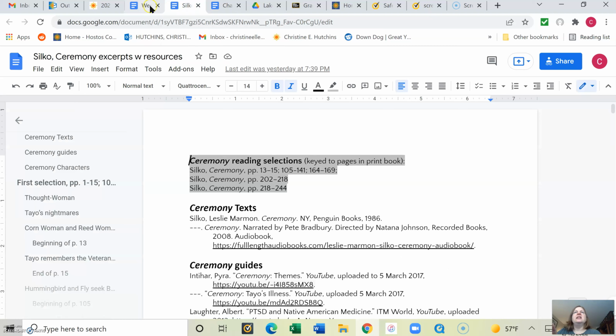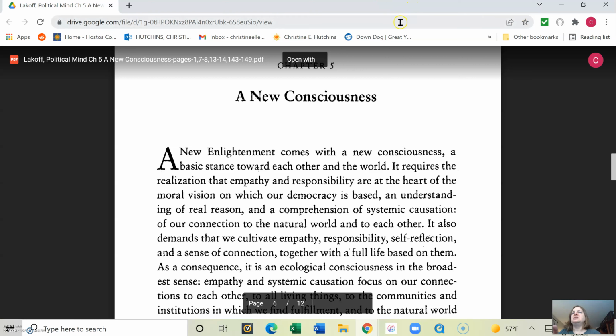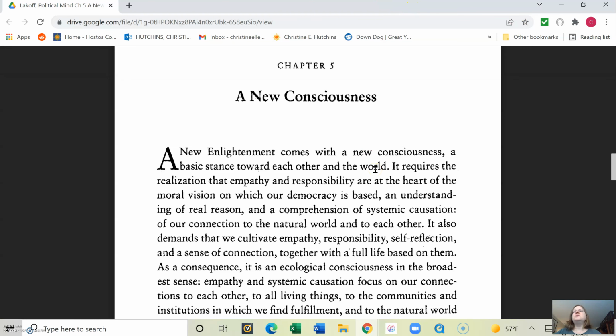If you'll take a look at Lakoff's ideas, which the text is here. A new enlightenment, he says, comes with a new consciousness, a basic stance toward each other in the world, and it requires a realization that empathy and responsibility are at the heart of a moral vision on which our democracy is based. An understanding of real reason and a comprehension of systemic causation, that is, thinking about everything as interconnected in a big system where every one thing causes an effect in every other thing. So we're connected to the natural world and to each other.